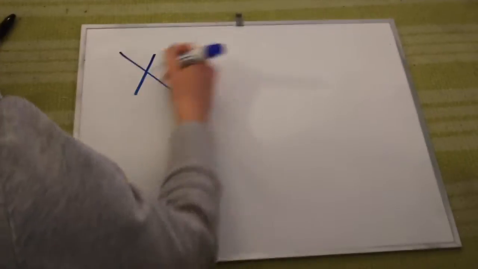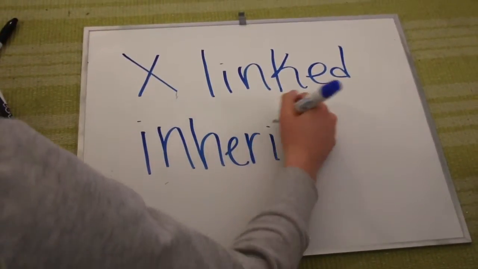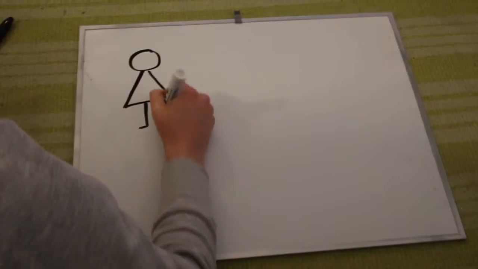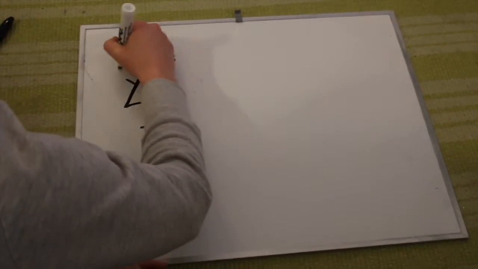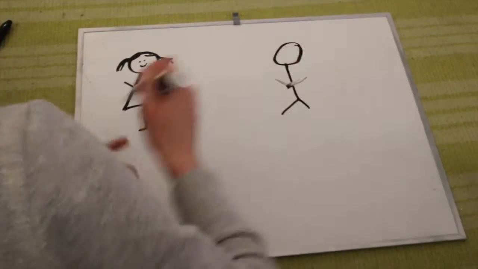Let's go through a quick review of what X-linked means. Girls have 2 X chromosomes. Boys have 1 X chromosome and 1 Y chromosome. For any gene on the X chromosome, girls have 2 copies and boys have 1 copy. If a girl has a mutation on one of their X chromosomes, their other X chromosome will make up for the mutation and will most likely not show the effects of the mutation.